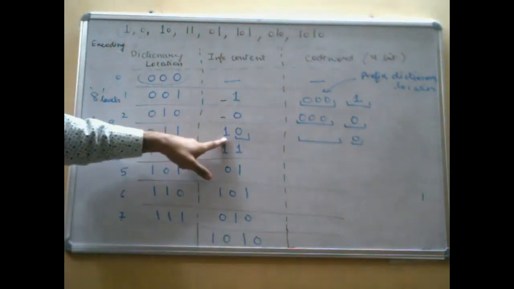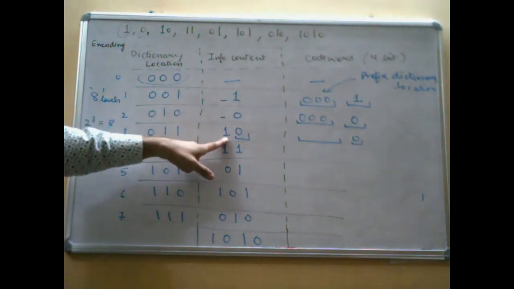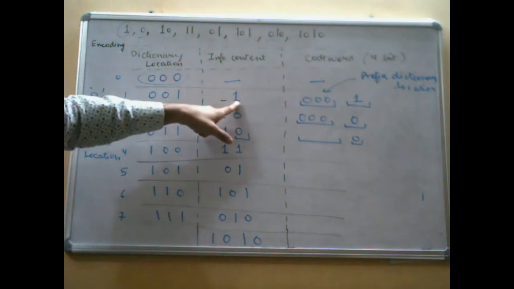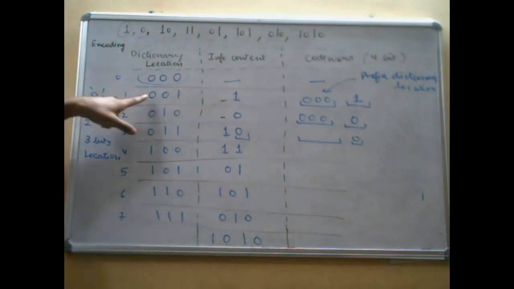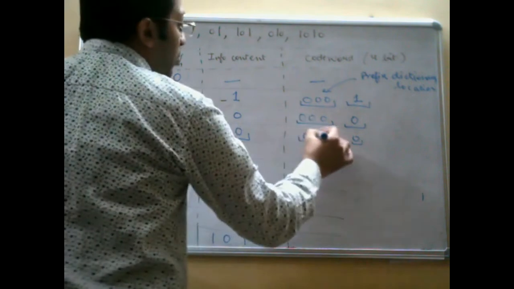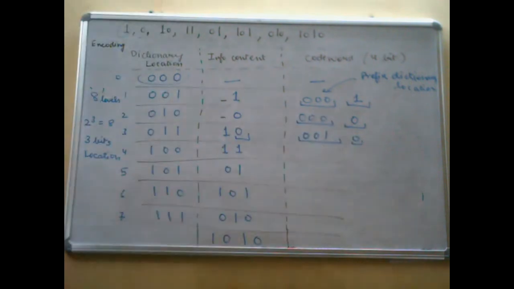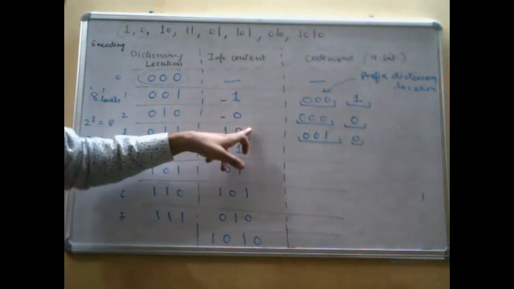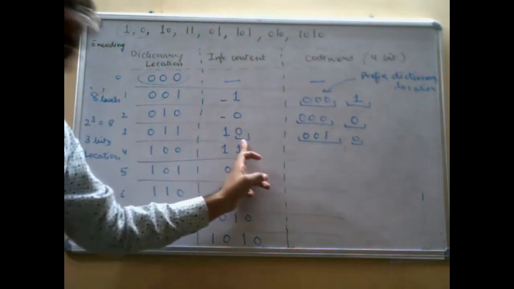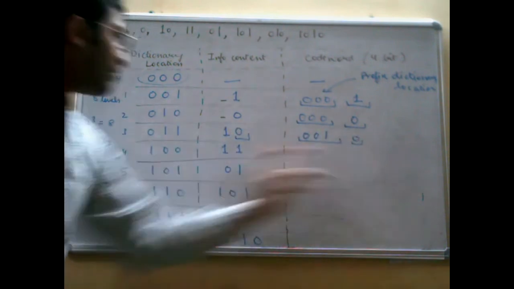Now the next bit is 1. Okay, this 1, you see, for the information content, 1 is over here. What is its dictionary location? 001. So this 001 will come over here. I'll repeat once again, see it over here. The last bit will remain as such.